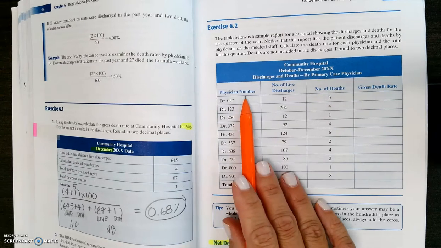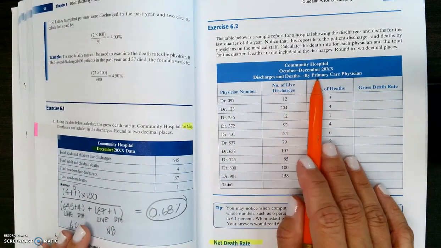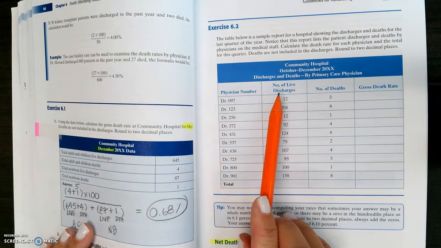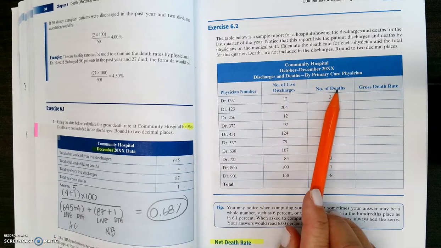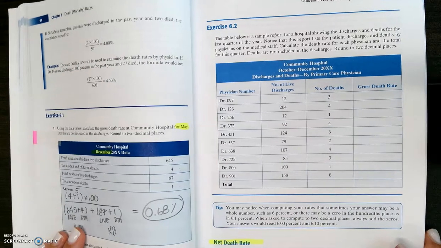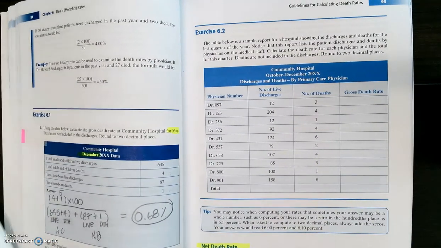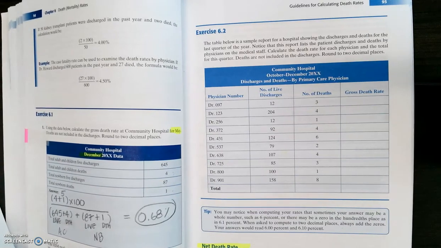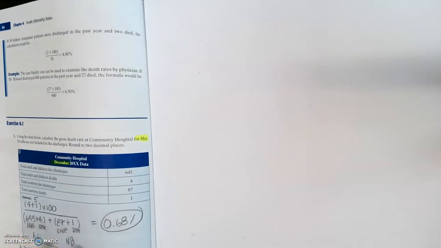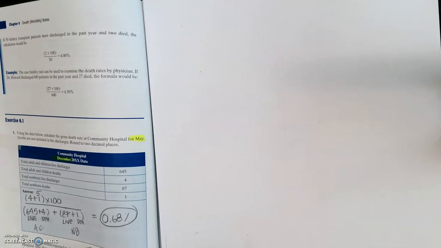You've got community hospital, October through December, discharges and deaths by primary care physician. So you've got them listed out by physician number, the number of live discharges, and the number of deaths, and it's asking you to calculate the gross death rate. So we're going to look at Dr. 097, and, you know what, I'm going to grab a sheet of paper. I think that's going to be easier to do than trying to write that small in the book.